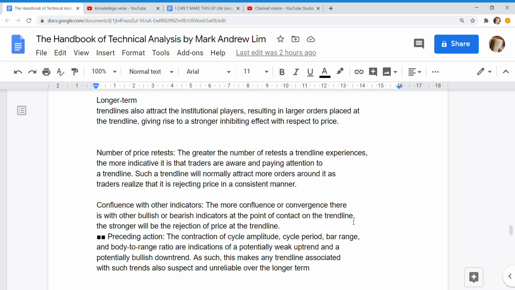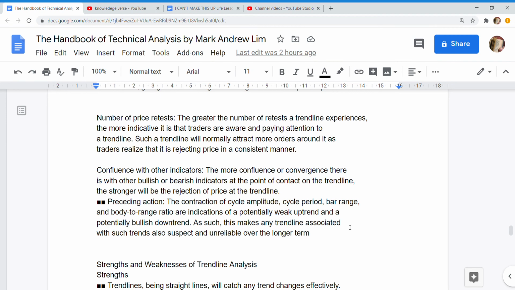Preceding action. The contraction of cycle amplitude, cycle period, bar range, and body to range ratio are indications of a potentially weak uptrend and a potentially bullish downtrend. As such, this makes any trend line associated with such trends also suspect and unreliable over the longer term.